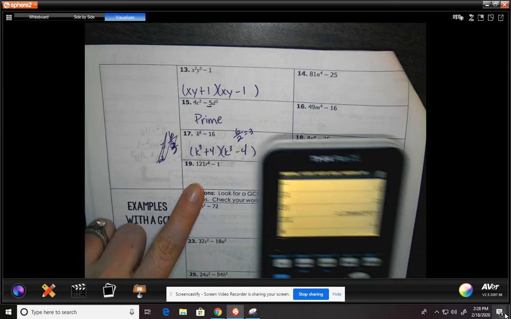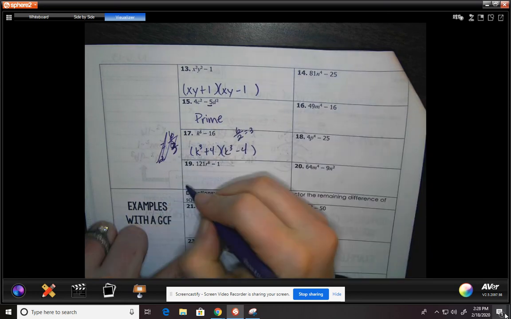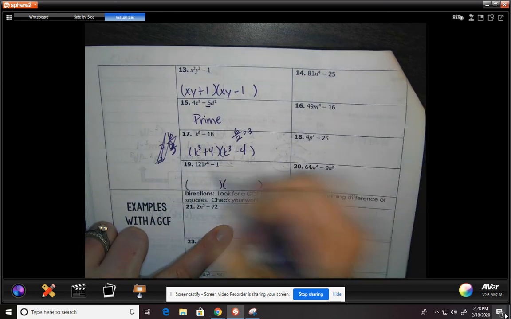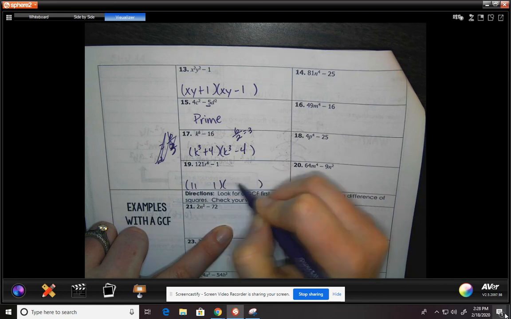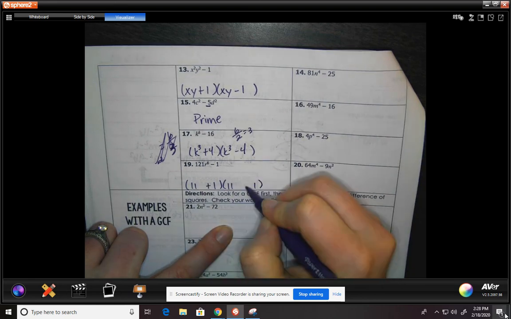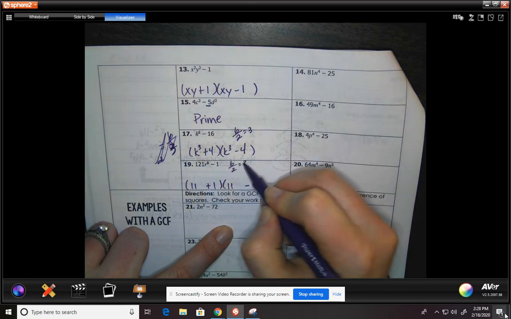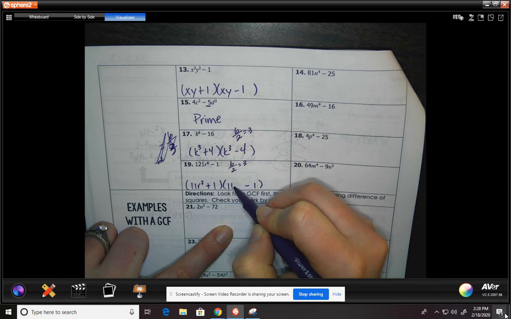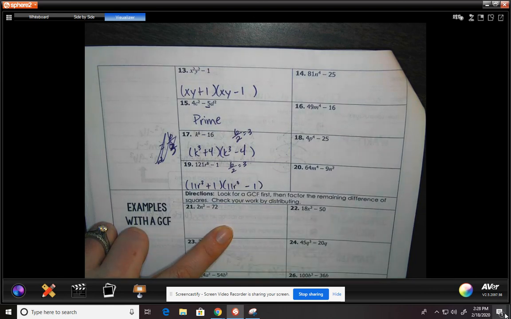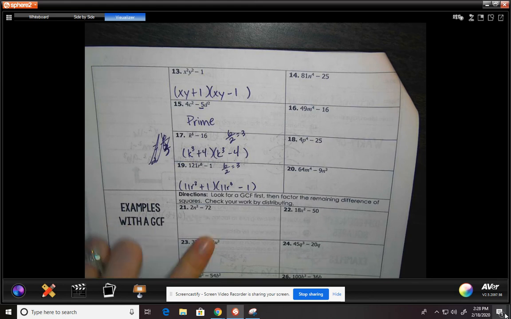Okay, so for 19, I'm going to check my numbers. So the square root of 121 and the square root of 1, so 11 and 1. So I'm going to go ahead and open up my factors because it is subtraction. They were both perfect squares and they were 11 and 1. I'm going to put my plus and my minus, and then I have to split my r to the 6th. So I do 6 divided by 2, which is 3. So this would be r to the 3rd and r to the 3rd. So when your exponent is like a 4, you just divide that by 2 and see what you get.